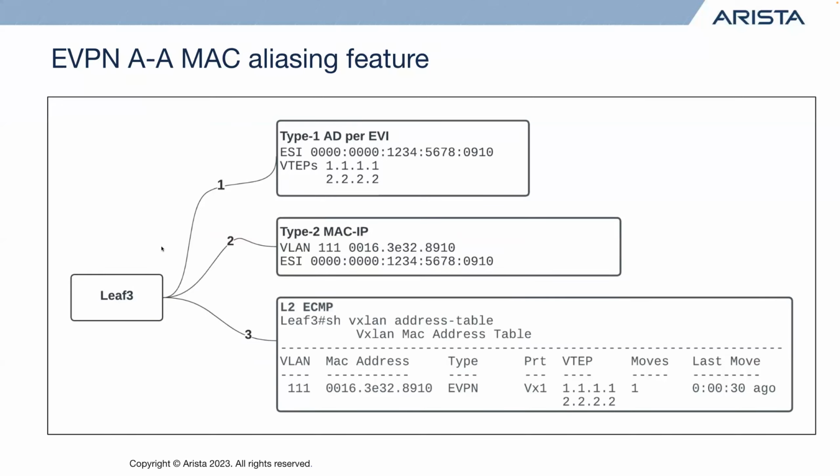So let's look at that from Leaf 3's perspective. It has received 2 AD per EVI routes for a segment here ending in 0910 from VTEPs 1 and 2. And it's also received a MAC IP route for a host with the MAC ending in 8910. That's on the Ethernet segment ending in 0910. As such, it's programmed a layer 2 ECMP here for the MAC ending in 8910 via Leafs 1 and 2.